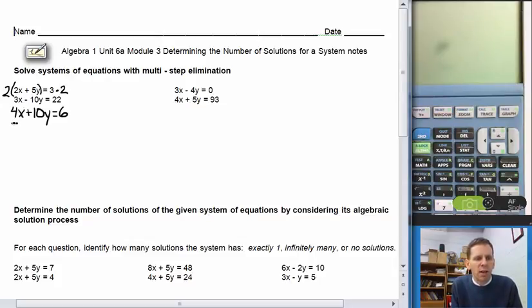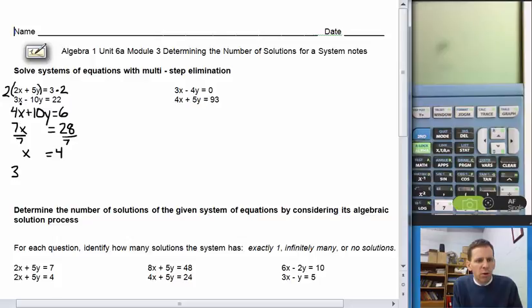3x and 4x equals 7x when you add them. On the right side of the equation, 22 and 6 equals 28 when you add them. Divide both sides by 7, you get x is equal to 4. There's our value for x. We're going to plug in x into one of these equations and solve for y. I happen to like this one right here, this 3x minus 10y equals 22, but it's your choice.